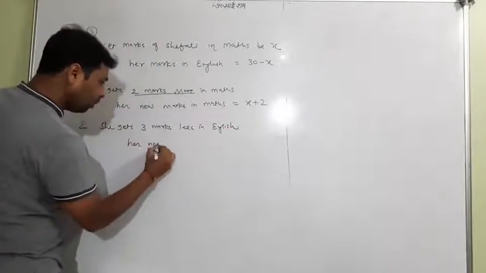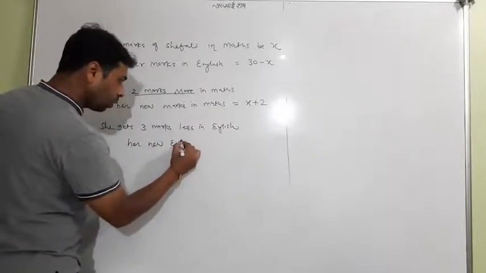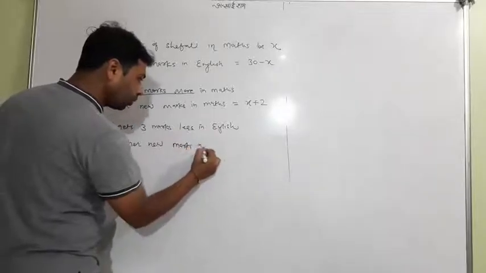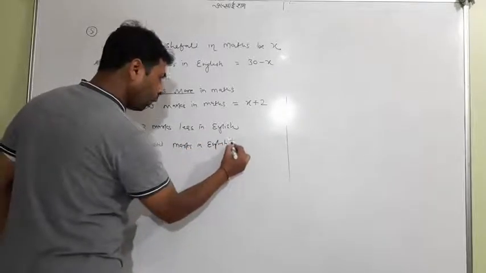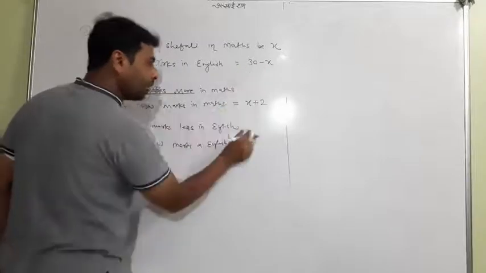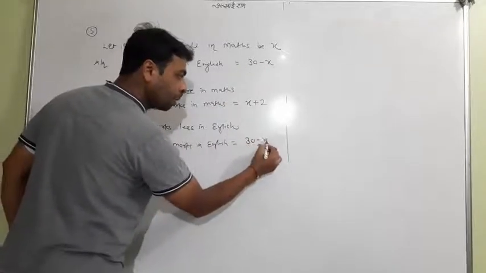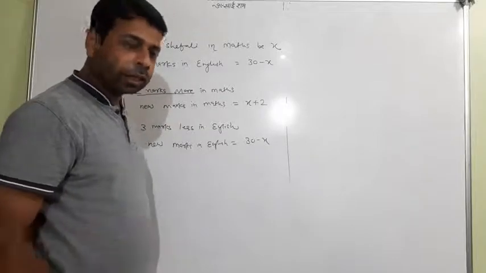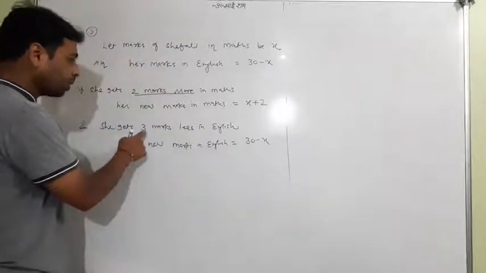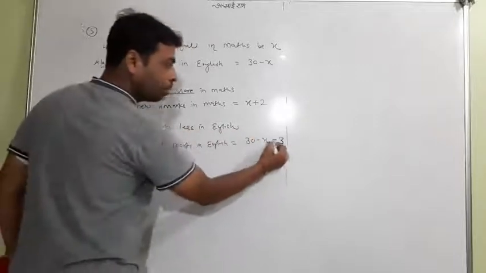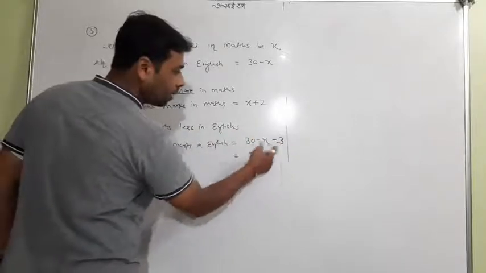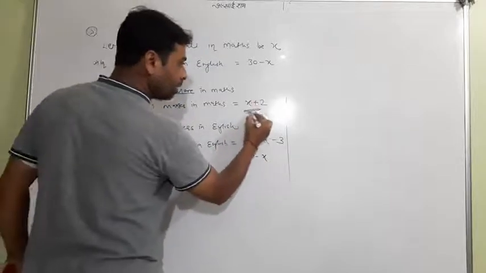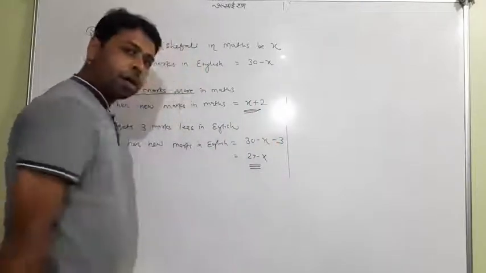Her new marks in English will be, this time it was 30 minus X. That is the previous, initial marks in English, 30 minus X. Now she's getting 3 marks less this time, meaning minus 3, meaning 30 minus 3, 27 minus X. So these are the new marks. This is the marks in maths and this is the marks in English.